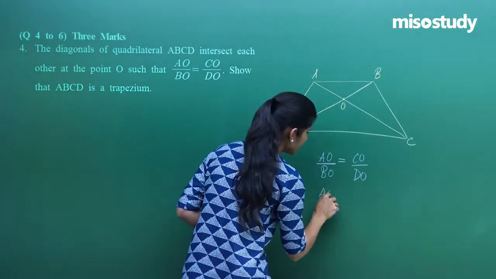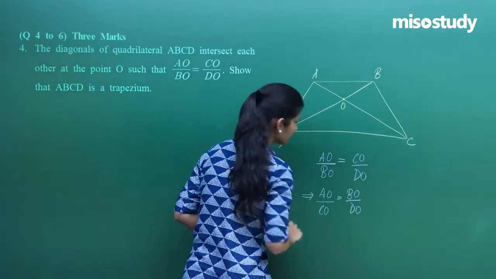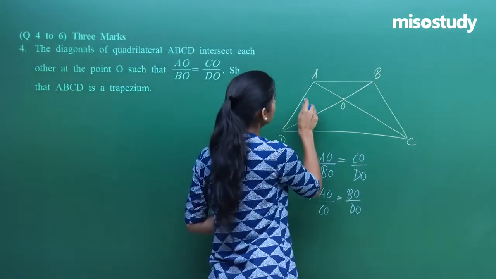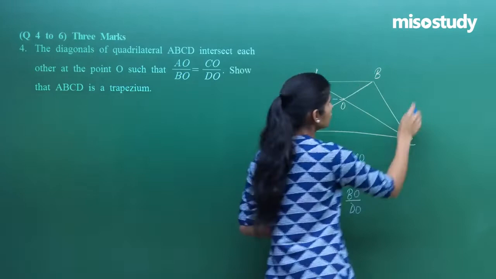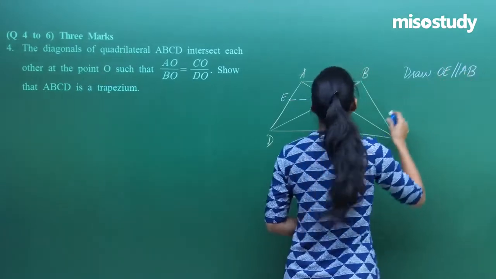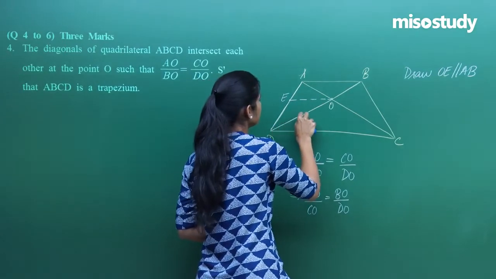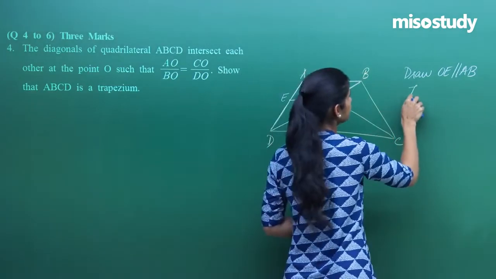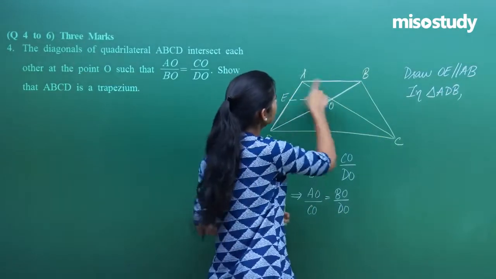I can write this as AO upon CO is equal to BO upon DO, right? Obviously CO I bring this side, BO I take that side. Now see what you do, you draw a line which is parallel to AB. So you draw OE parallel to AB. And now focus upon this triangle, triangle ADB. In triangle ADB, what is it that you have? EO is parallel to AB.